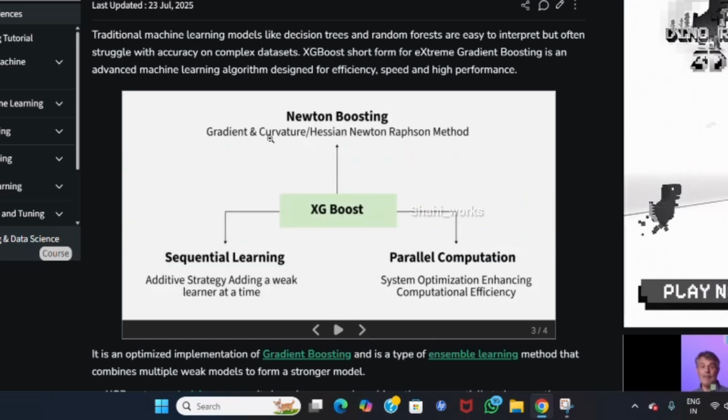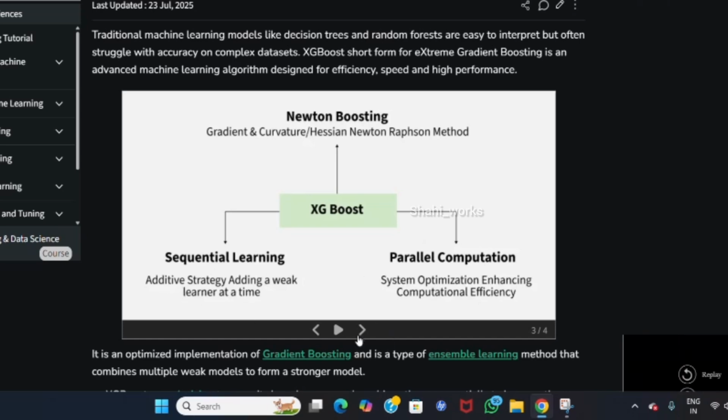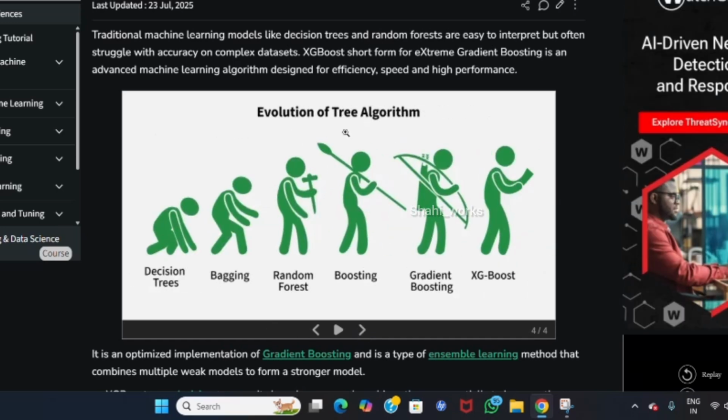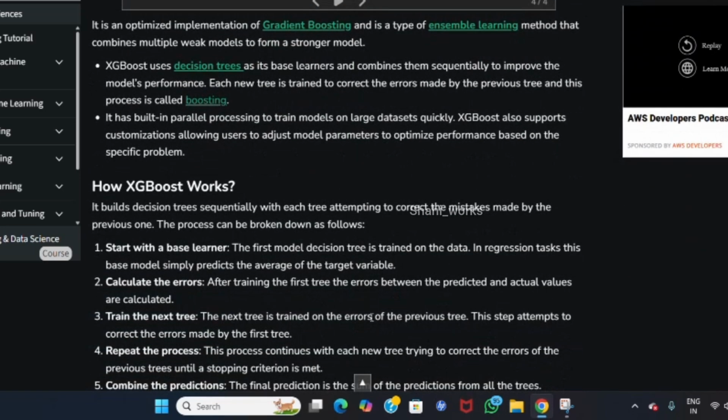Next, XGBoost: sequential learning and parallel computation. Sequential learning is the additive strategy for learning. Parallel computation is optimizing the process. The evolution of the decision tree: bagging, random forest, boosting, gradient boosting, and XGBoost. So now let's get started.